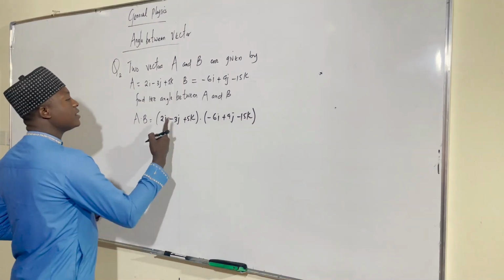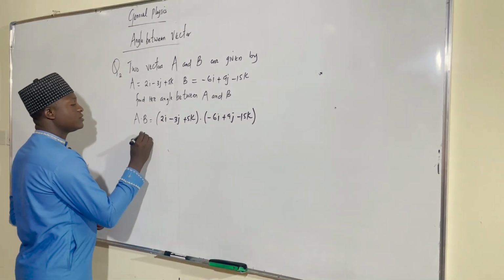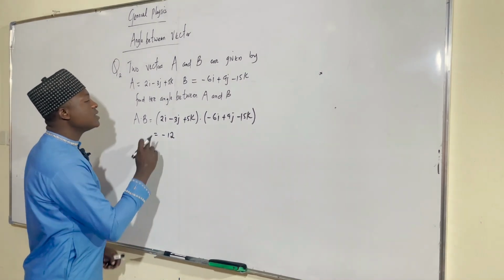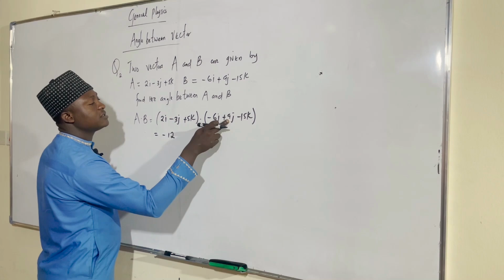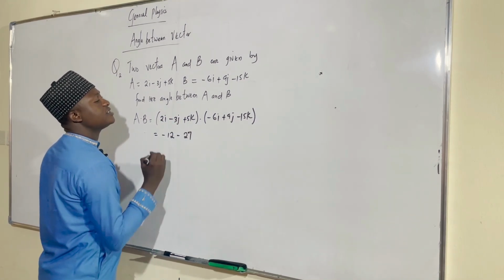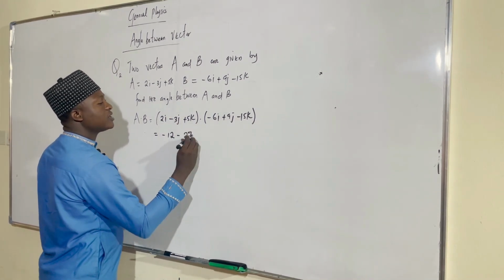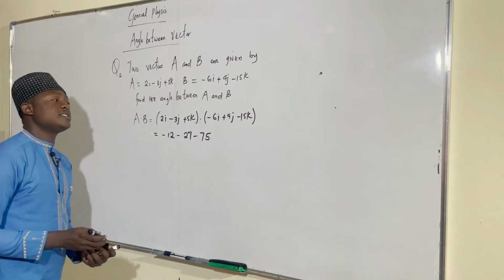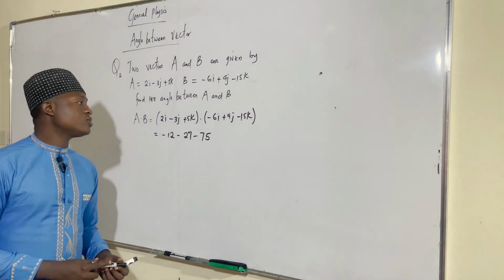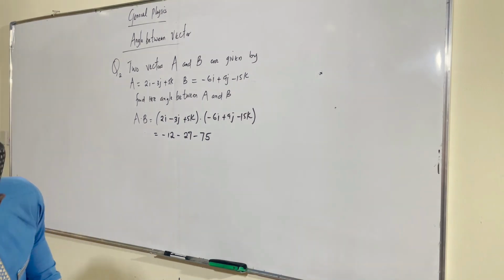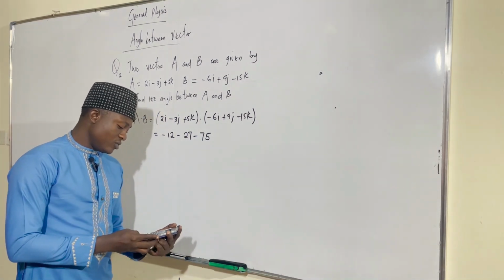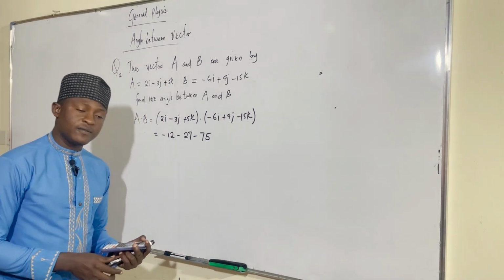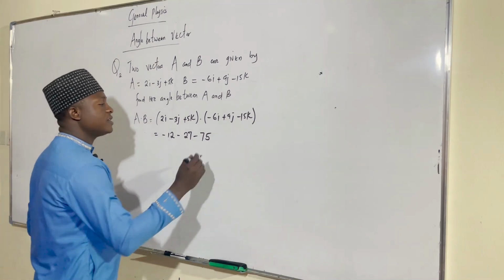So here, 2 times minus 6, that is going to give us minus 12, because the value that we have here contains negative. Now, minus 3 times 9, we are going to have minus 27. The last one, plus 5 times minus 15, and we have minus 5 times 15. Definitely, we are going to have 75. So let's check. The first one, we have minus 12, minus 27, minus 75. We have minus 114. Very nice.